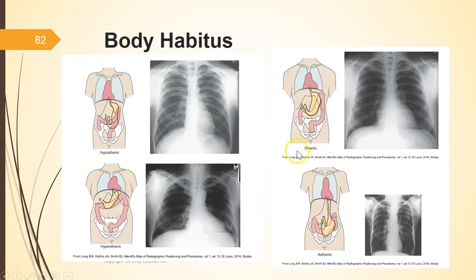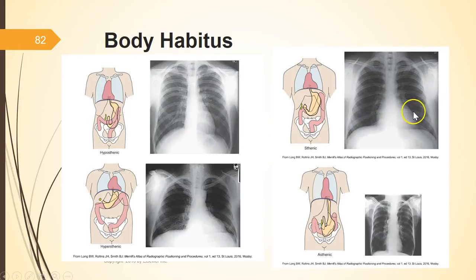Here's the sthenic. That is the average. The hyposthenic is similar. I'm going to go through each one of these separately. And then a hyper and an asthenic. But I like this image that's in your book because this gives you an idea of what their chest x-rays look like and how they vary. So this is an average build person. This is a chest x-ray. Now, you haven't even done any positioning yet, but here's the apex, here's the diaphragm right here.